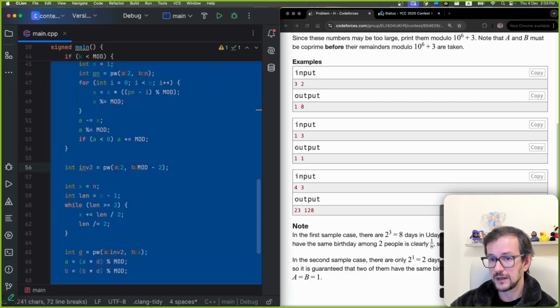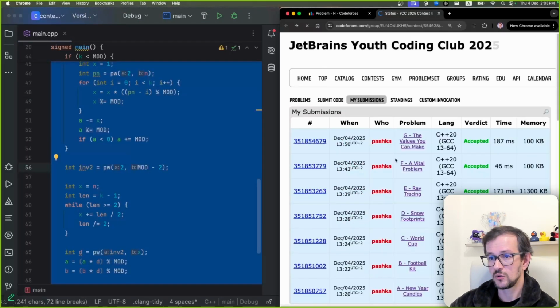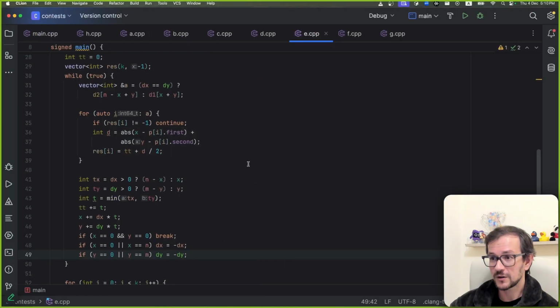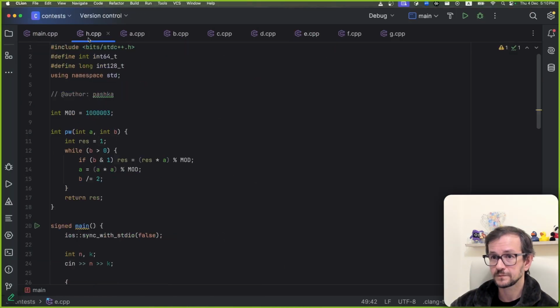And surprisingly, it worked from the first try. It not usually happens to me, but surprisingly this time it just worked. So let's read the code once again.